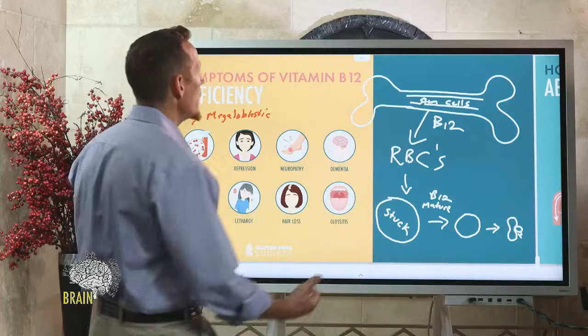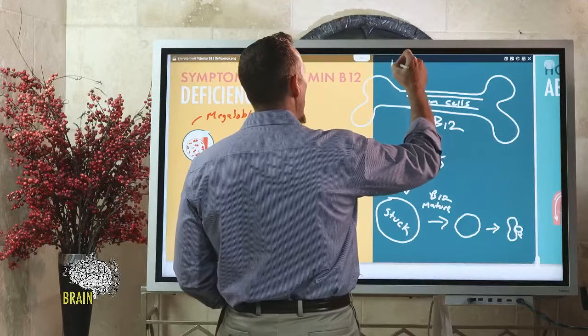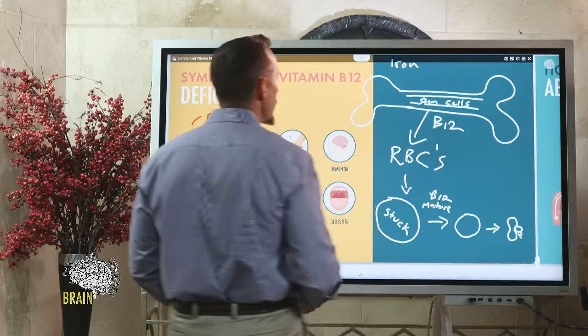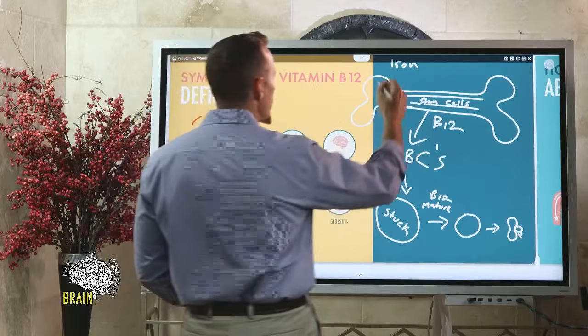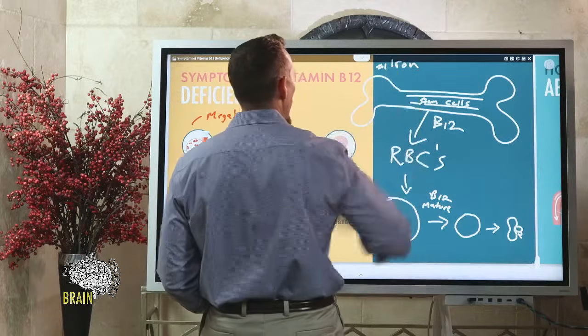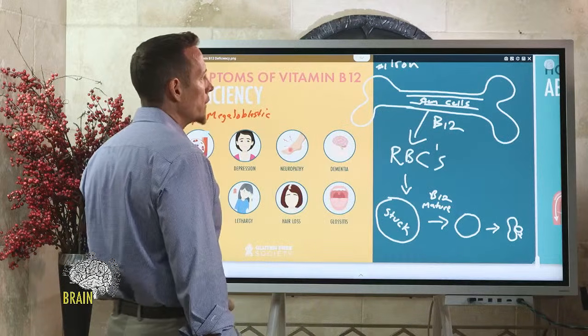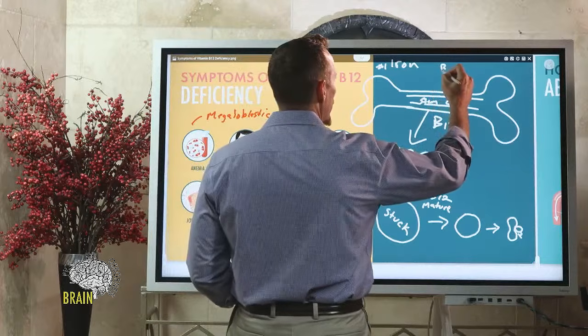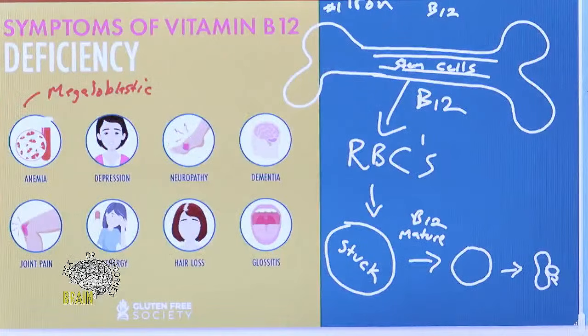So if you've paid attention to me for the last few weeks, we talked about iron as being a common deficiency in those with gluten sensitivity. As a matter of fact, iron deficiency is number one in people with gluten sensitivity. B12, in my experience and research, is number two. So think of it like this. The top two deficiencies that gluten can cause, we'll talk about how in just a minute, are iron and B12 deficiency. Both cause anemia, but B12 deficiency causes a different kind of anemia than an iron deficiency anemia.